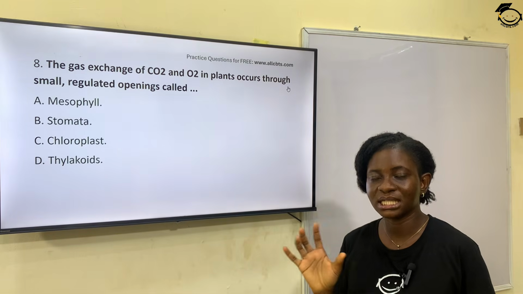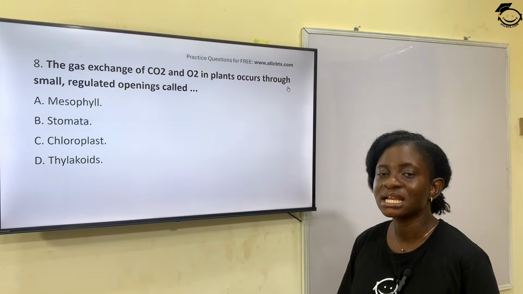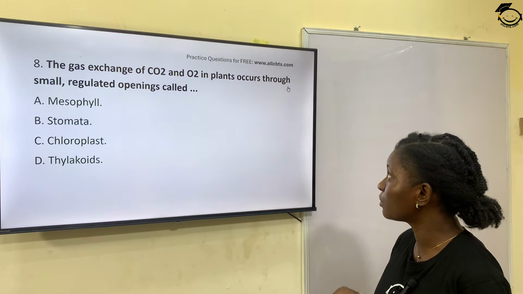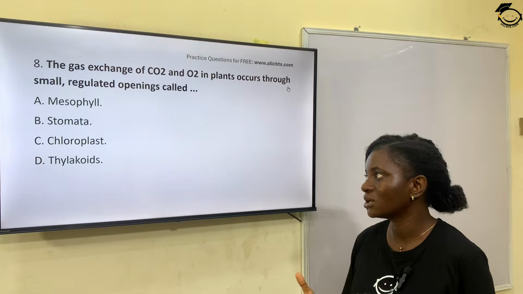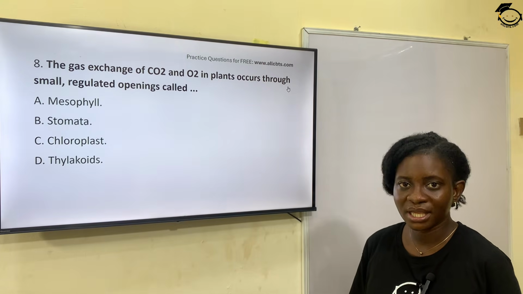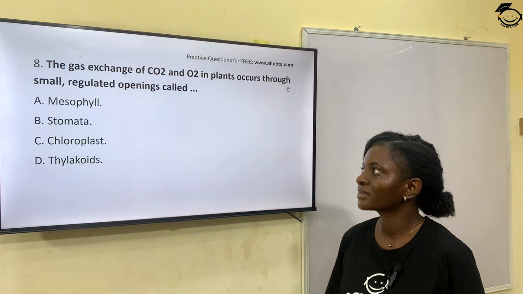It's found in leaves. It has tiny pores found in leaves, which are responsible for gas exchange and also regulate water loss. So option B is the correct answer.